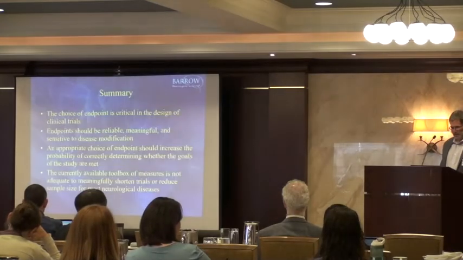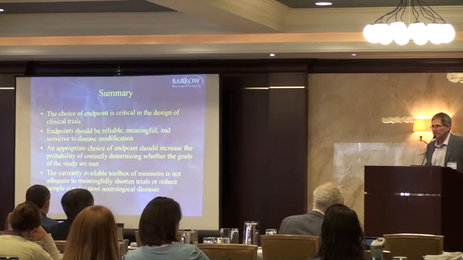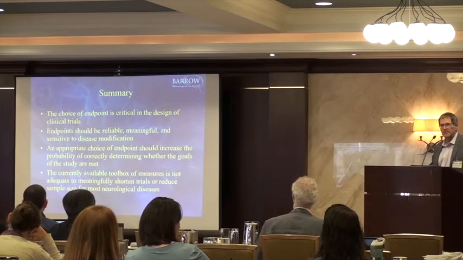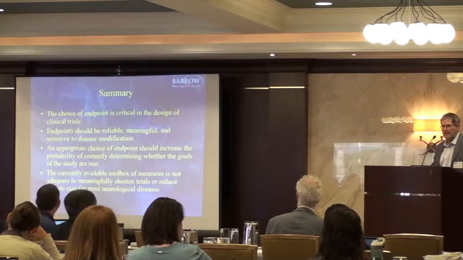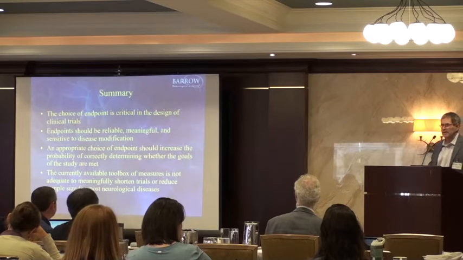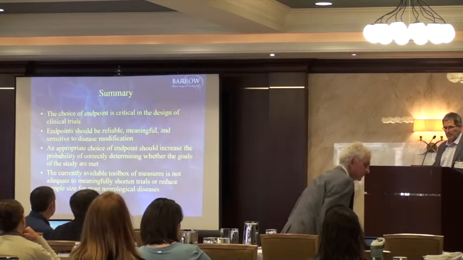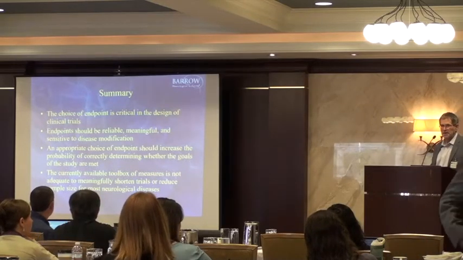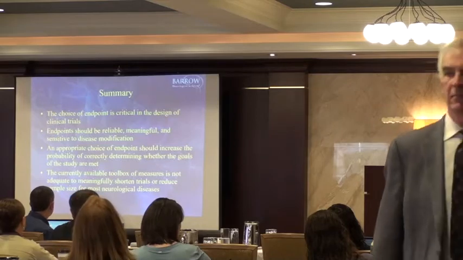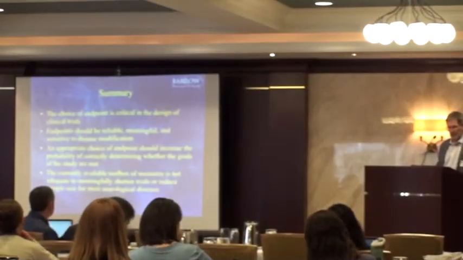So there you have it. A brief run through a number of things you need to think about when you choose your outcome measures. My view is that even though we only have 30 minutes, this is a critical aspect to designing your trials. Your endpoints not only need to be reliable and meaningful, they have to be sensitive to modification, and they have to be measured in a way that is likely to show a difference should there be a therapeutic effect of your agent.